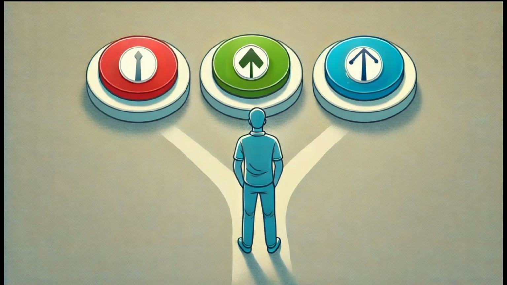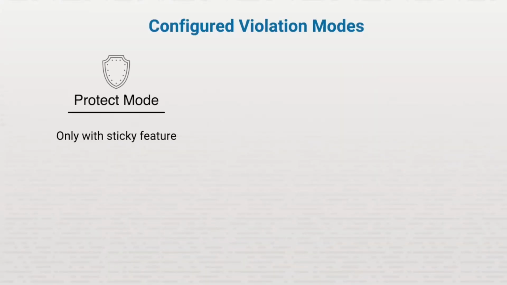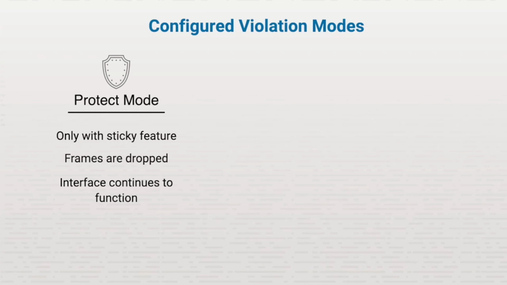There are 3 mode options to choose from: protect, restrict, or shut down. You can only use protect mode with the sticky feature. When a violation occurs in this mode, the frames are dropped. The interface still functions, but no log entries are made.